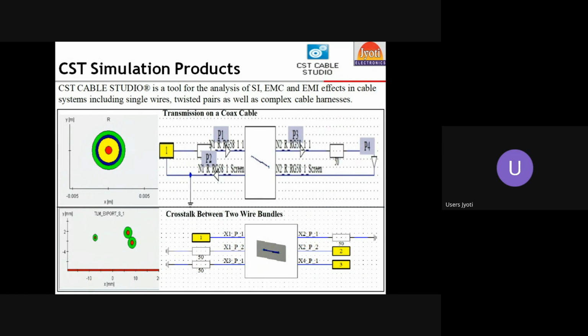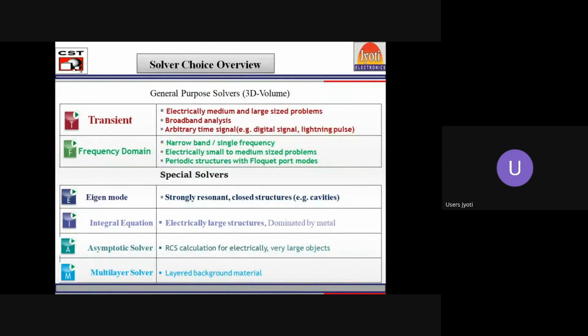So this is useful for different purposes. Also, there is a general solver that we use for general purposes like antennas, the transient solver or T solver. The T solver in CST we can generally use for electrically medium and large structures for broadband analysis. For example, if our antenna is what we are designing and simulating.